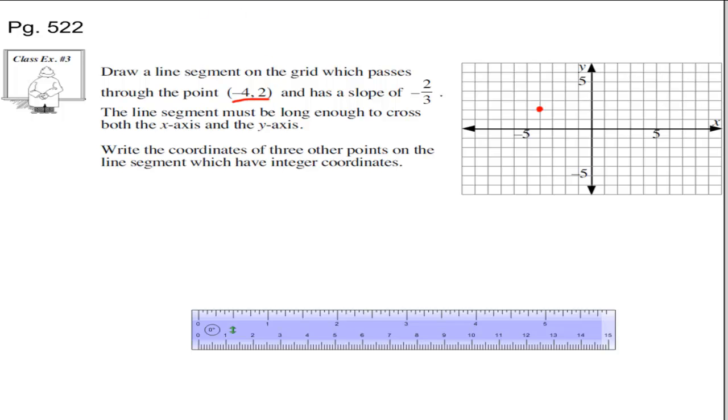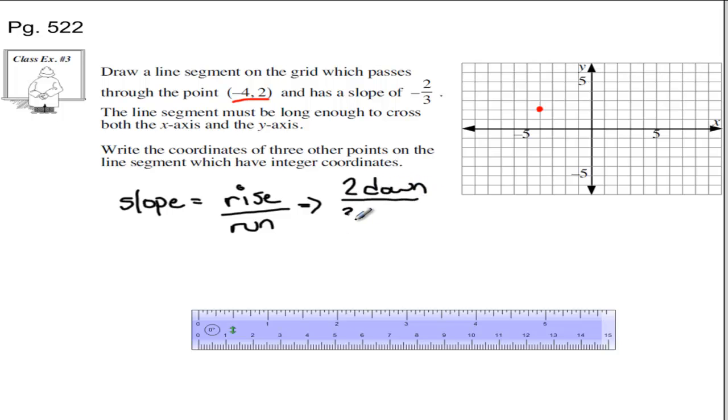Now, next up after that, we have to draw a line segment which passes through this point at (-4, 2). It has a slope of -2/3. Now remember, when it comes to slope, it's rise over run. So what we're saying with -2/3 is going to be 2 down because it's negative, and 3 to the right. Those are our instructions, so let's plot some more points here.